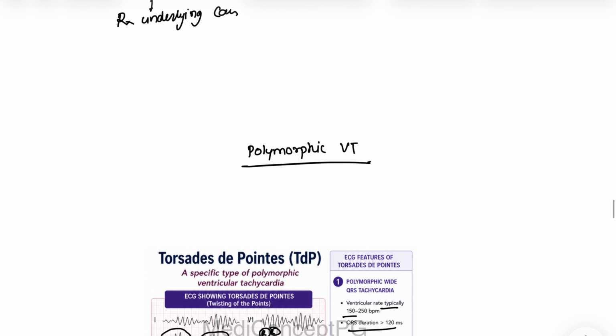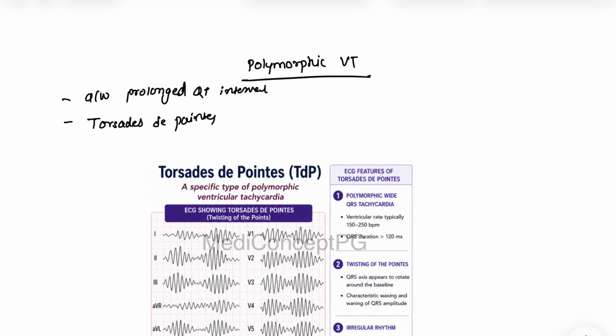What about the polymorphic VT? So polymorphic VT is usually associated with a prolonged QT interval, right? The most classical polymorphic VT is Torsades pointes. What is the characteristic feature of polymorphic VT? The characteristic feature is that there are multiple different complexes with changing polarities.